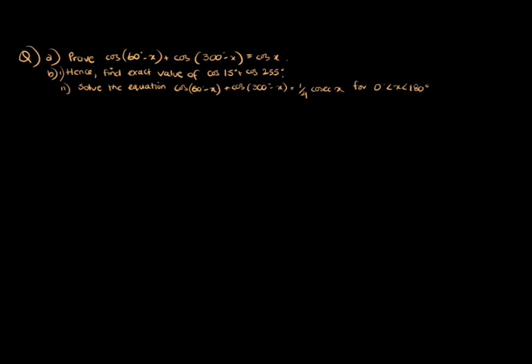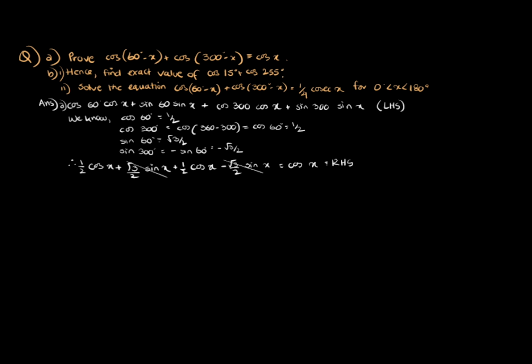We try to prove that cos(60 minus x) plus cos(300 minus x) equals cos x. We already know the values of cos 60 and sin 60. Cos 300 and sin 300 can be found using the symmetry properties. Plugging them into the equation lets us cross off two values and hence end up with cos x.